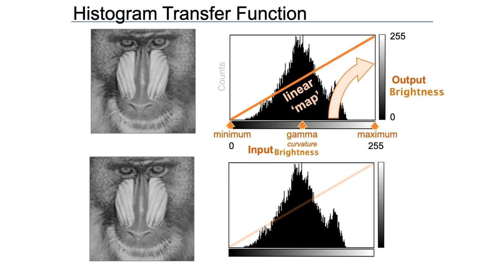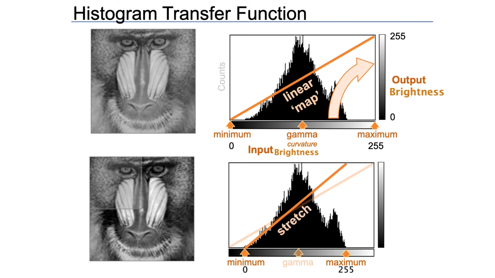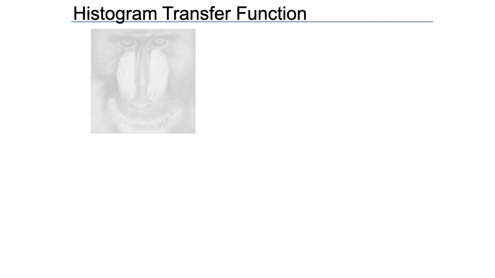But what happens if we stretch this line or change the slope of this line? Let's take the minimum and raise it up and the maximum and lower it down. If we stretch that image, we essentially are narrowing our contrast range to the brightness values that are actually in our image. So we can actually make a better contrast image of this mandrel.